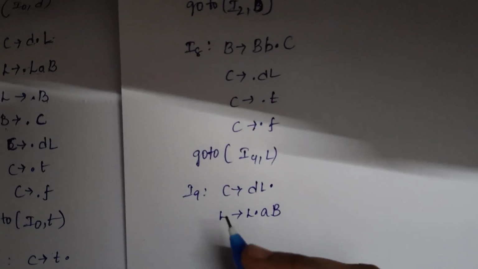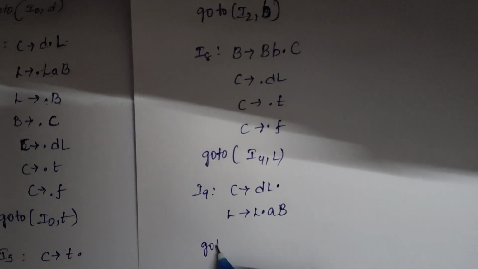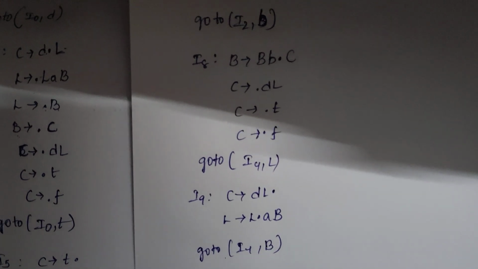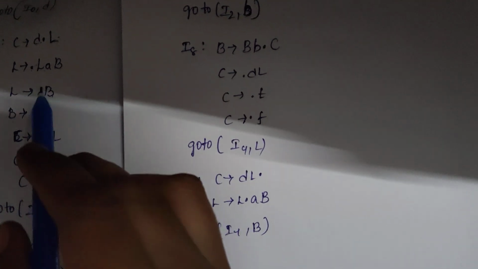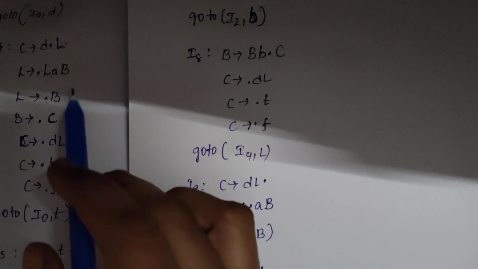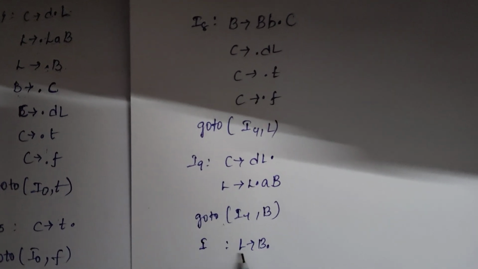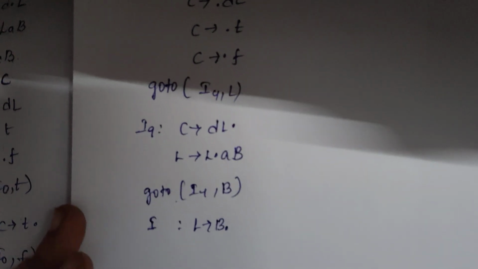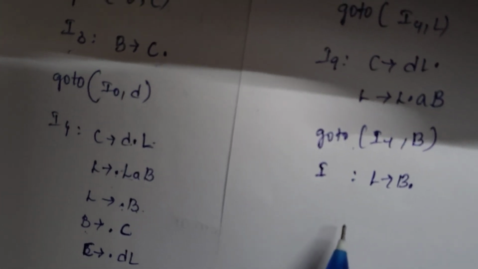Next we are done with L. Now which dot is following B? So go to I4 comma B. Let it be I. So this dot will be shifted here, so L produces B dot. Is there B anywhere? No, there is nowhere B, so I9. I think we got this element before.